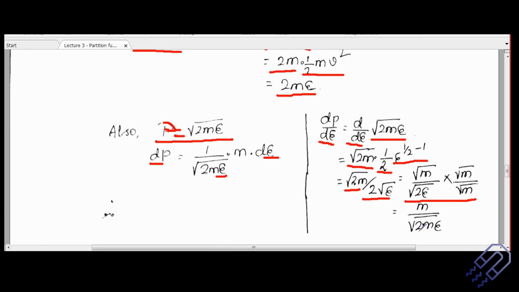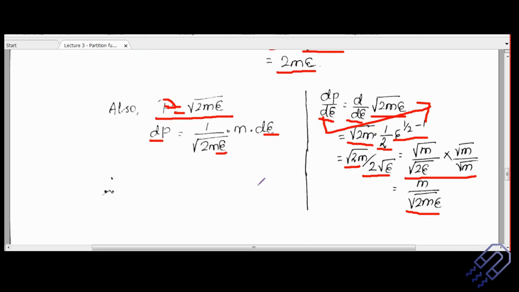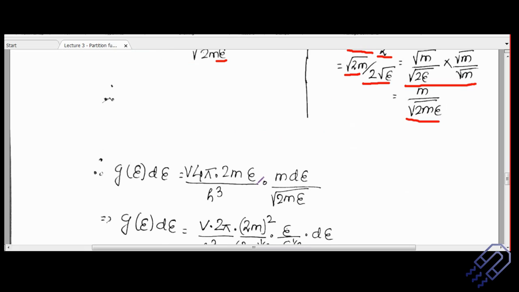Then it's simply m divided by root 2 m epsilon. So that's why it is m divided by root 2 m epsilon. And then this d epsilon will come here, right? So that's why dp is this. Okay, so I think this is simple math. In exam, don't show this. I expect that you know it. But I'm showing it because I prefer to be very much detailed, so that we have all our answers clear.